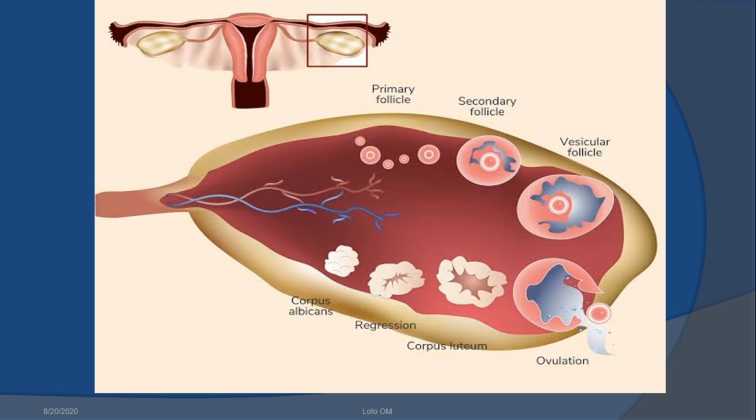The picture above shows the process in ovulation. The primary follicle develops to become a secondary follicle. Thereafter, it becomes the vesicular follicle, and then ovulation occurs, leading to the formation of the corpus luteum, which regresses if there is no pregnancy, and forms the corpus albicans, as shown in the diagram above.